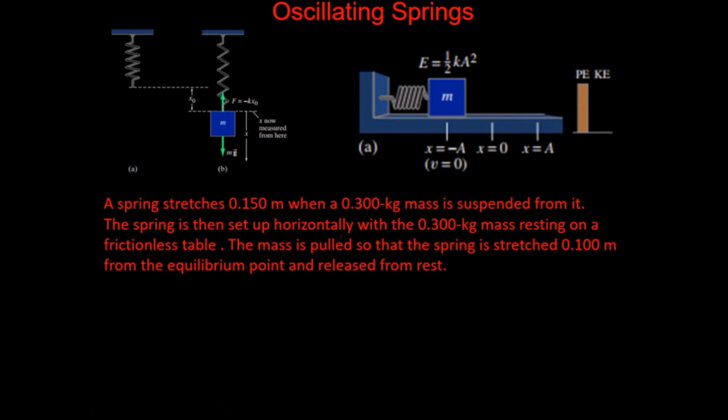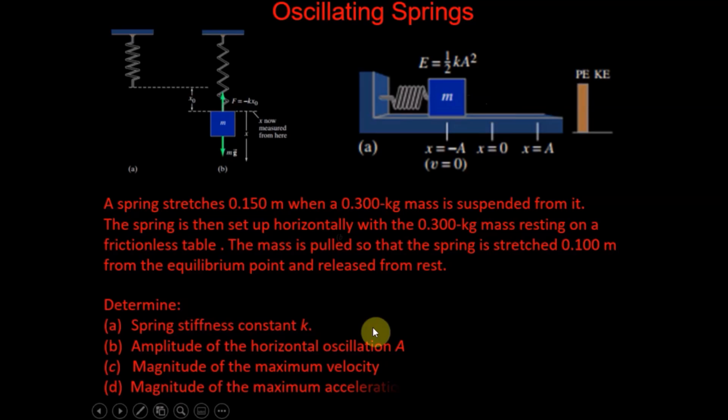So the mass is then pulled so that the spring is stretched 0.1 meters from the equilibrium point and then released. We're going to determine the spring stiffness constant, the amplitude of the oscillation in the horizontal case, the magnitude of the maximum velocity, and the magnitude of the maximum acceleration of the mass.